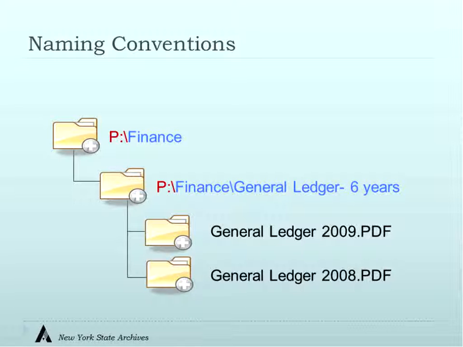The retention period has been added to the 2nd level. So you see finance, general ledger, and then 6 years. That's a reminder that their retention period is 6 years. The dates included in the general ledger file name make it easy to identify the record for access and then also for disposition.